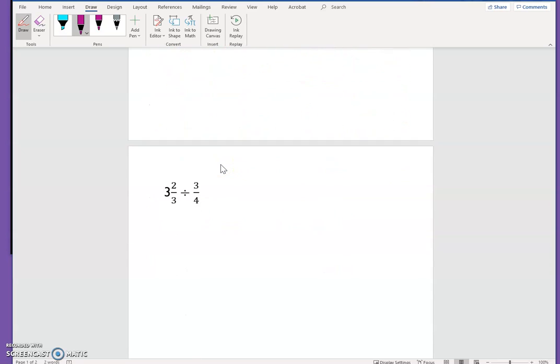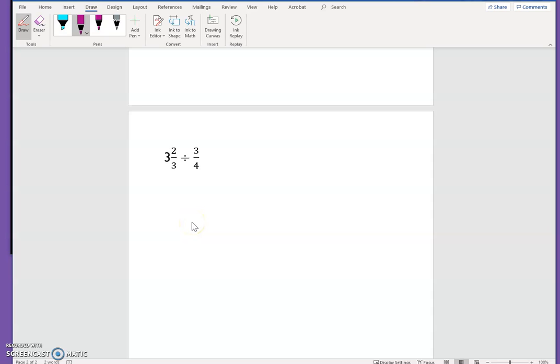Let's see what this looks like when we have an uncommon denominator. So I have 3 2/3 this time being divided into groups of 3/4. In order for my diagram to work, I need these to have a common denominator. So I'm going to have to convert 2/3 and 3/4 into fractions with a new denominator.